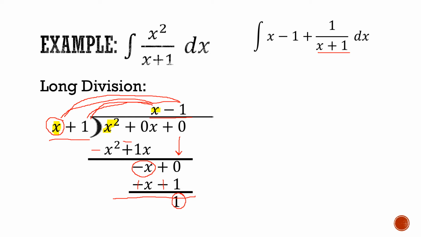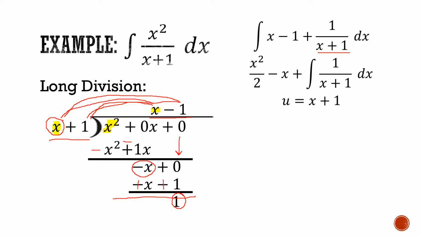All right, so now I can take this integral very, very simply. I know the integral of x is x squared over 2. The integral of negative 1 is x. And the integral of 1 over x plus 1 is simply u substitution.